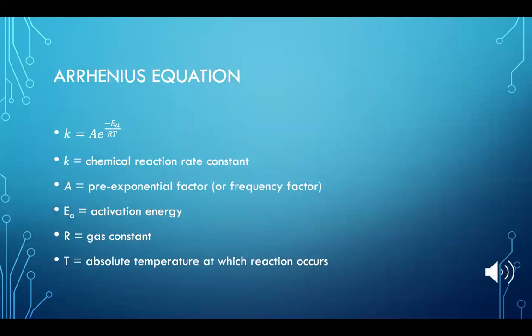With our knowledge of the collision theory and reaction mechanisms, we can apply them to the Arrhenius equation. The Arrhenius equation is another form of exponential decay, and the exponent is a ratio of activation energy to average kinetic energy. The equation uses the rate constant k, the pre-exponential factor A, activation energy Ea, gas constant R, and the absolute temperature in Kelvin.